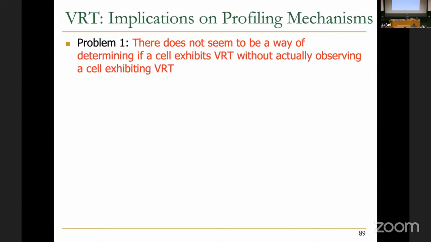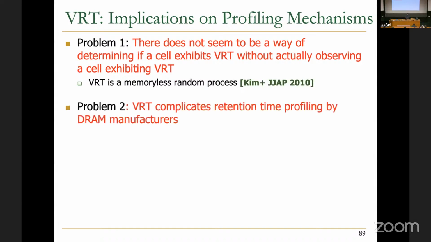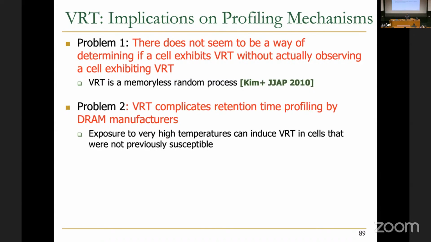So there is no straightforward way to trigger this random process and force a VRT to happen, and then test the worst case. It's a memoryless random process. It randomly happens, and it complicates the retention time profiling for DRAM manufacturers, and it requires more exposure. If you expose the chip to high temperatures, it can induce VRT in cells that are not previously susceptible.